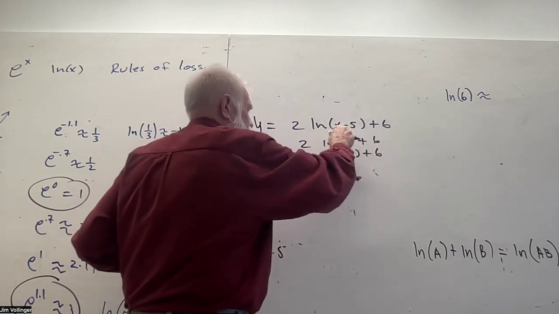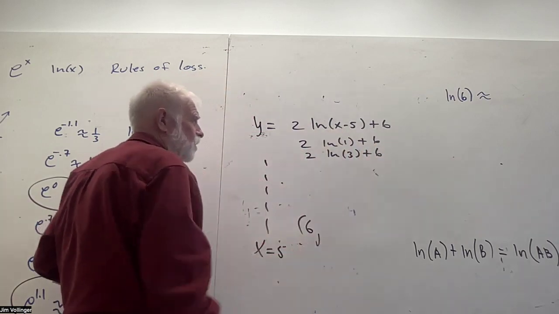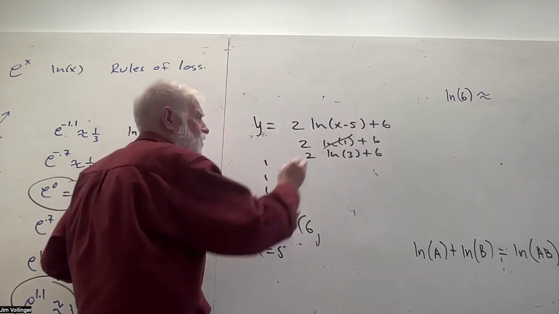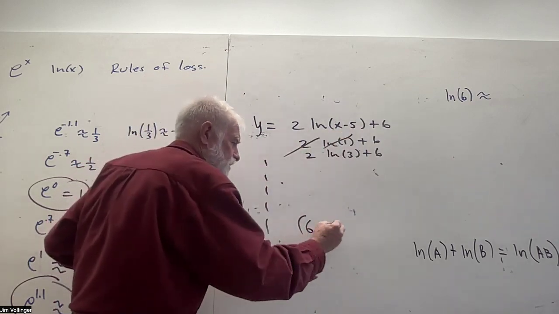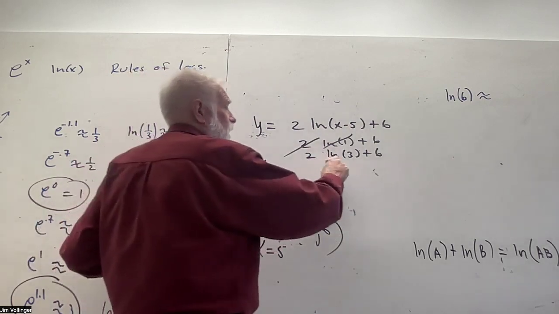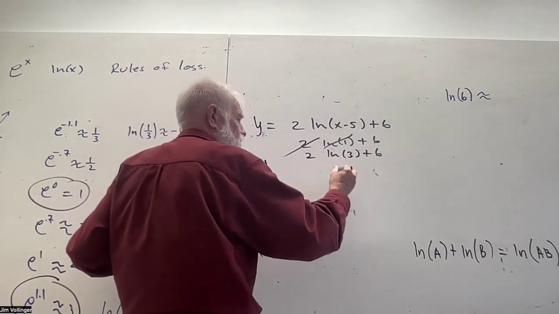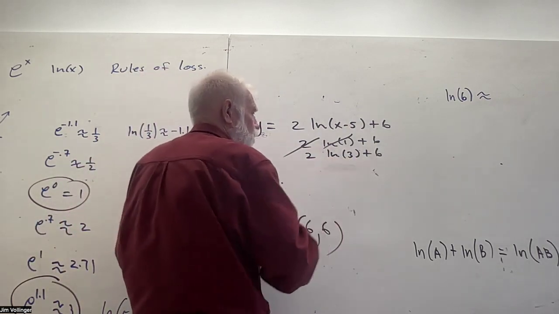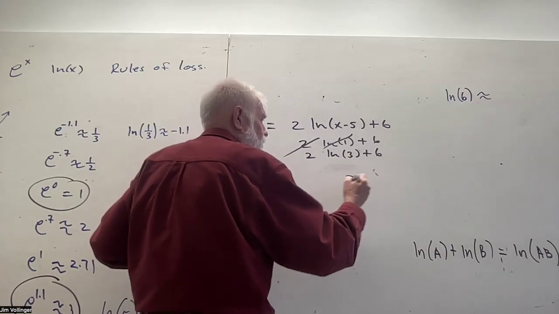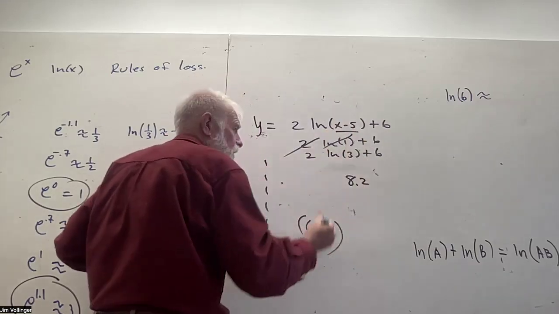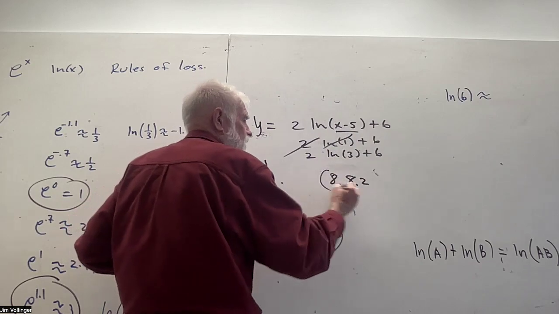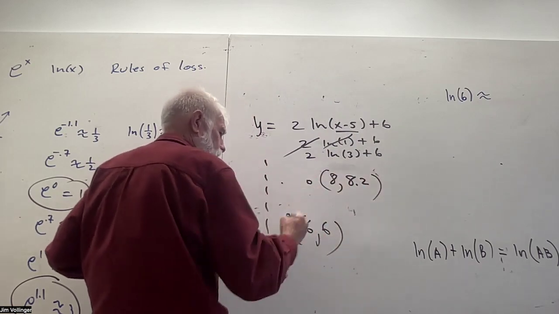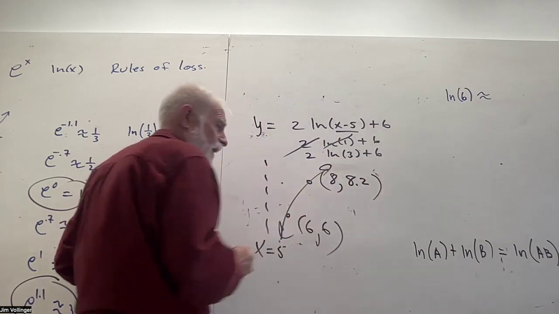All right, so what makes it 1? 6. 6 makes it 1. The ln of 1 is 0. So 0 times 2 is 0. 6 gets me 6. And then ln of 3 is 1.1 times 2 is 2.2. 2.2 plus 6 is 8.2, provided I can make this the number 3. And so that's 8 gets me 8.2. Bumpity, bumpity, bumpity, bumpity. We'll spend more time than that.